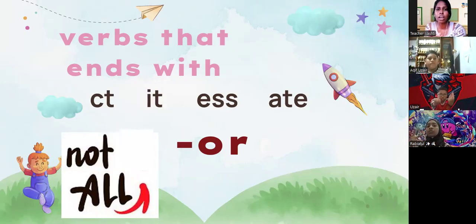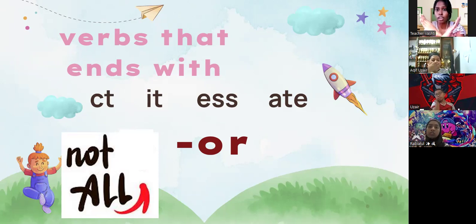Buka dictionary, buka kamus kamu, banyak baca kamus, banyak baca buku baru boleh tahu. But this is just a 60% clue. Kadang-kala perkataan yang habis dengan CT, IT, S or it boleh tambah OR.